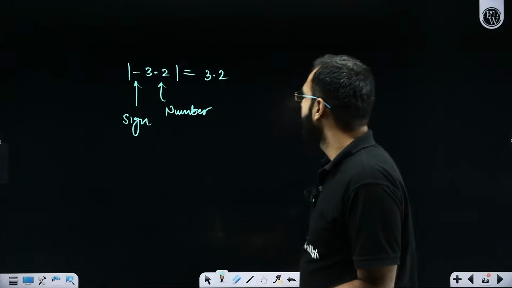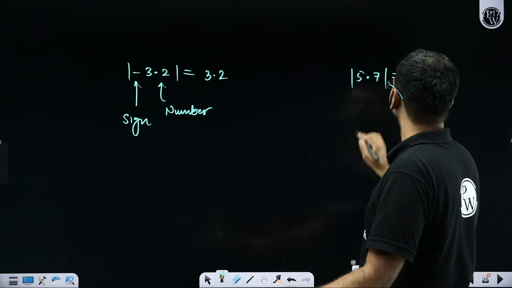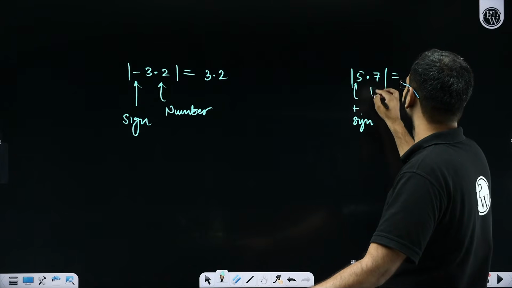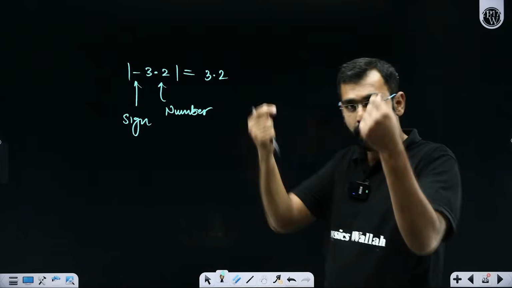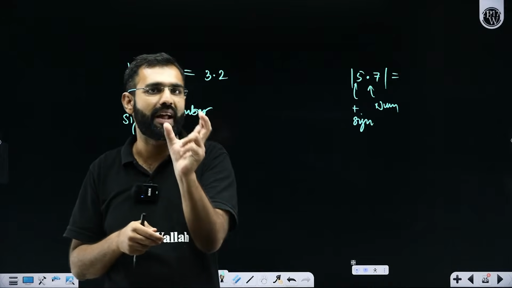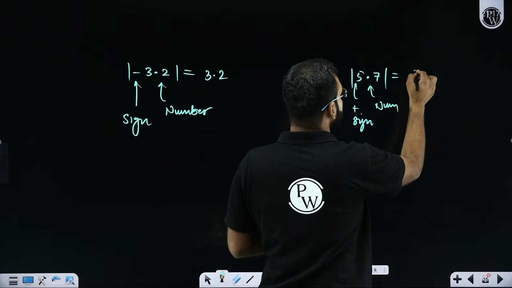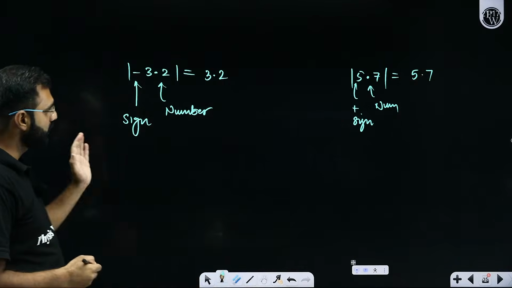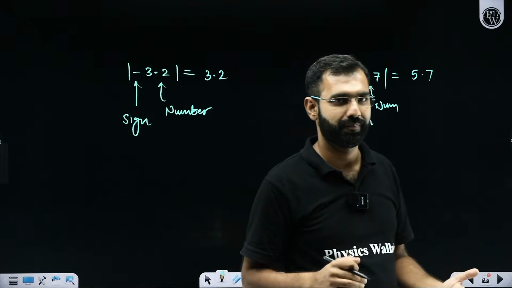Got my point? Let's say, for example, if I ask you the magnitude of 5.7. So 5.7 has positive as its sign and 5.7 is the number here. If you put the modulus sign over a number, it always gives you the absolute value. What is the absolute value? The numerical part, the number, is 5.7. Everybody got it, or shall I re-explain this part? Did you all understand the functioning of the absolute value function?